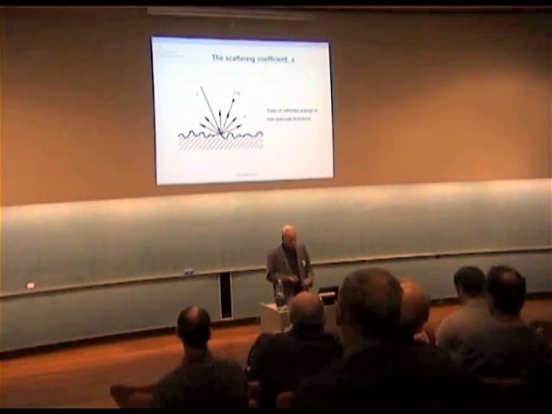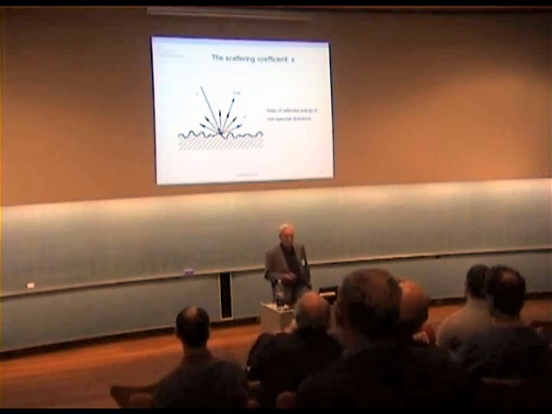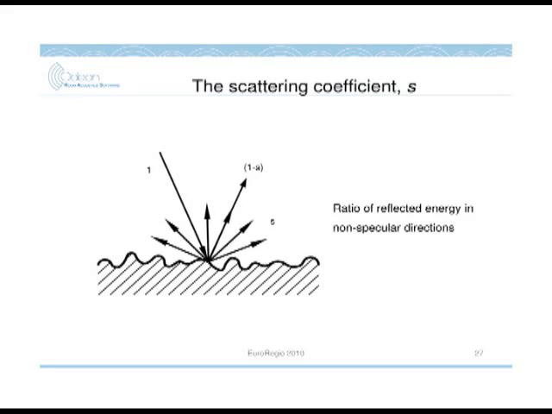The scattering coefficient is the ratio of reflected energy in non-specular directions. In other words, the ratio reflected in the specular direction, if it was an ideal plane surface with no scattering, then this ratio would be 1 minus S.